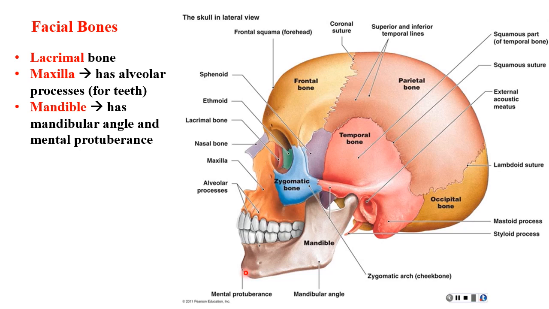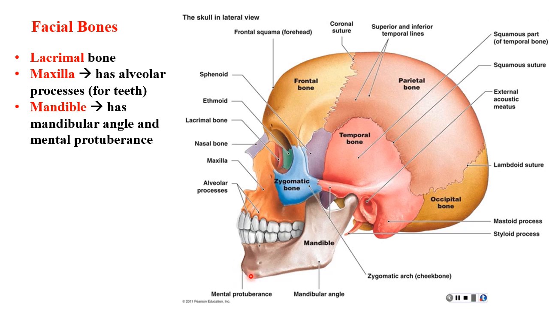So the curious reason why this is called a mental protuberance is because in ancient Greek, they used to think that the bigger the chin, the more intelligent the person would be. You'll figure that one out, right? So they used to look at your chin. It's like, oh, you got a big chin. You must be really smart. So that's how this feature of the bone got the name. That's odd, but a lot of things are odd, right?